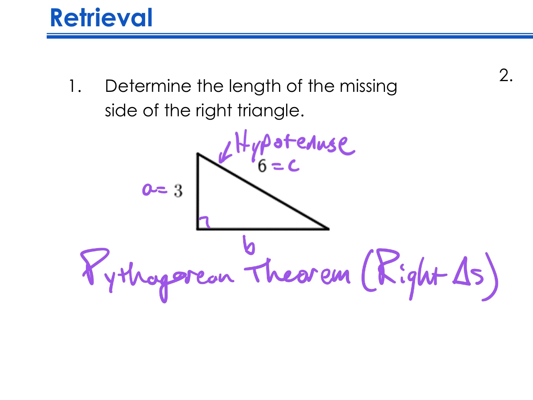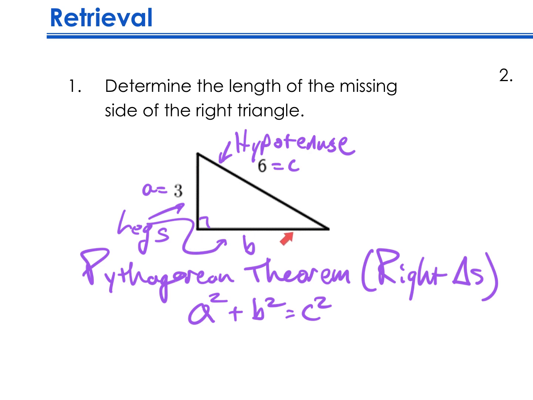The Pythagorean theorem says that when we have a right triangle, the length of the two legs squared, these are called legs, the two sides that make the right angle, A and B, those are legs. A squared plus B squared equals C squared. So the lengths of the two legs squared add up to the length of the hypotenuse squared.